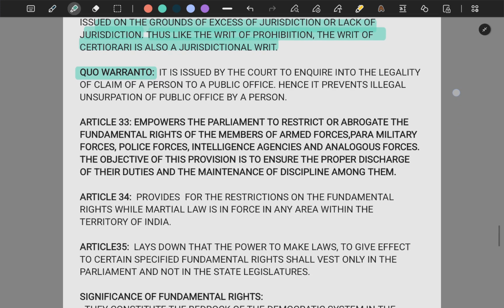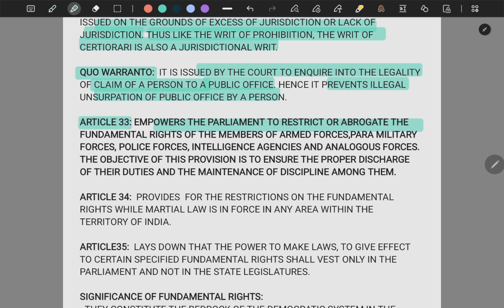And next is quo warranto. It is issued by the court to inquire into the legality of the claim of a person to a public office. So it prevents illegal usurpation of public office by a person. Next comes Article 33.